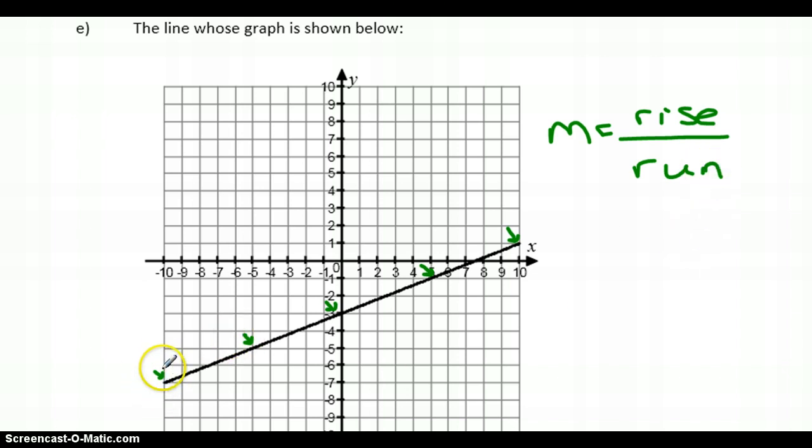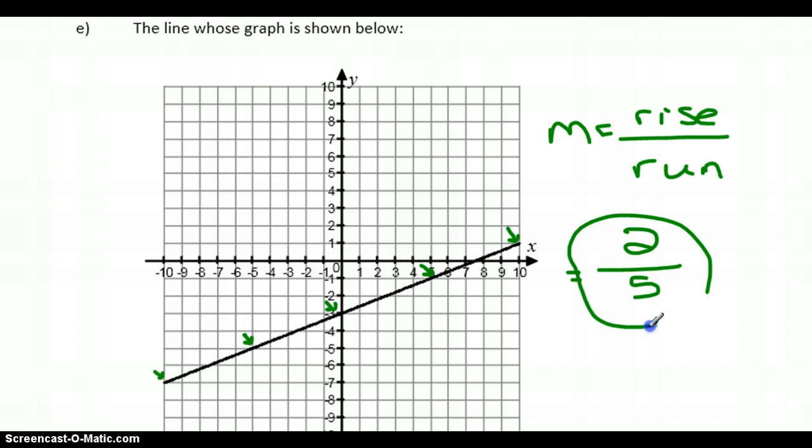Okay, so 1, 2 for rise. So 1, 2, and then 1, 2, 3, 4, 5. Okay, now just to verify, let's go from 2 to the other ones we found to make sure it is 2/5. 1, 2, 1, 2, 3, 4, 5. So it's always good just to check it in 2 different spots before we give our final answer for this one.